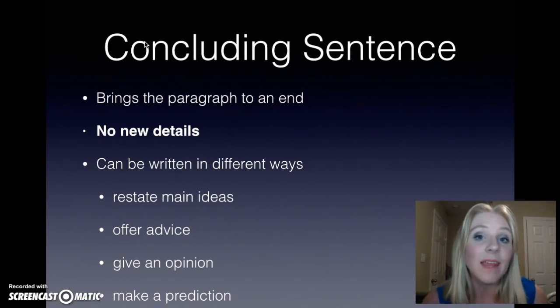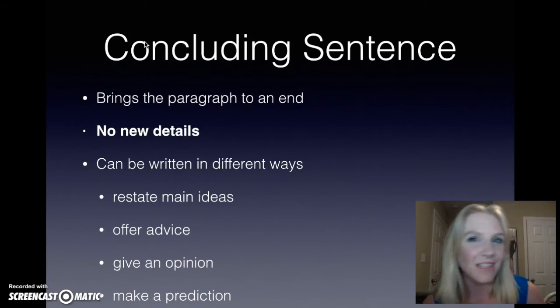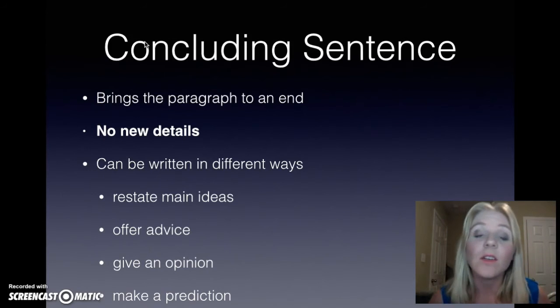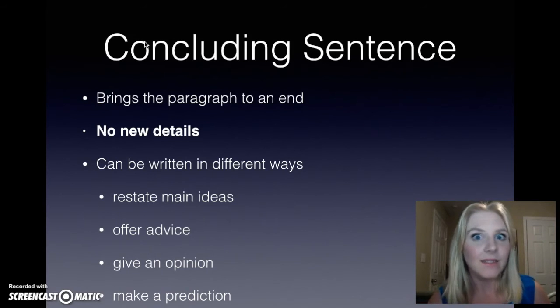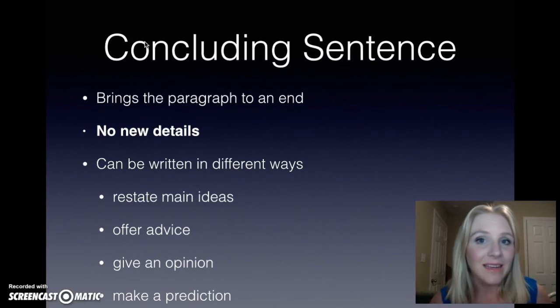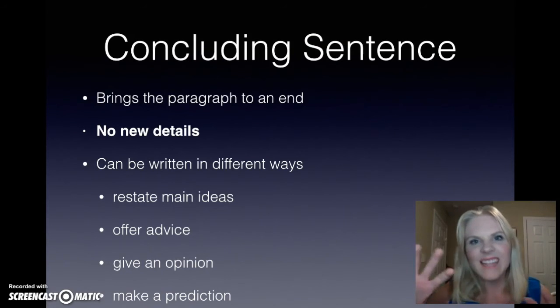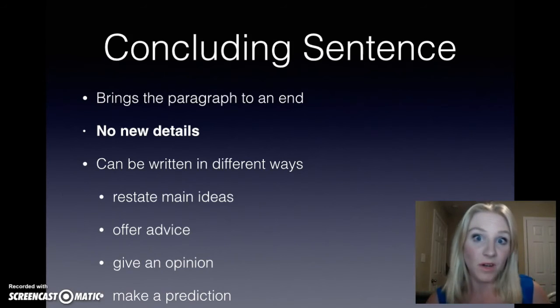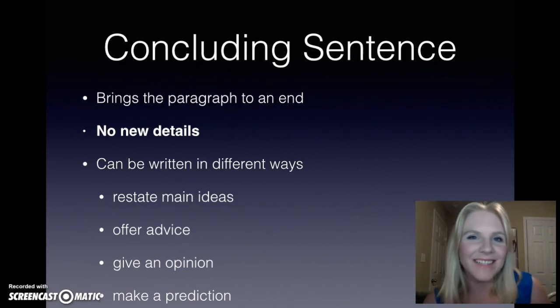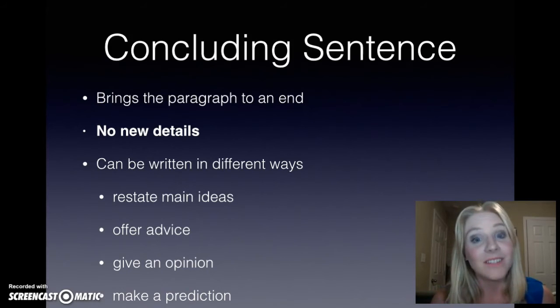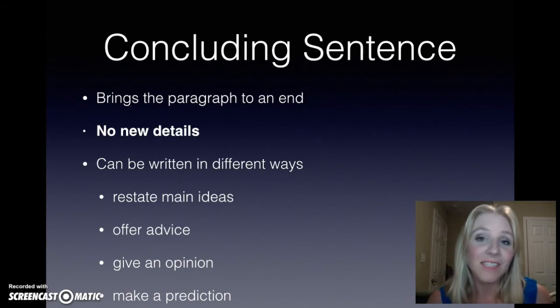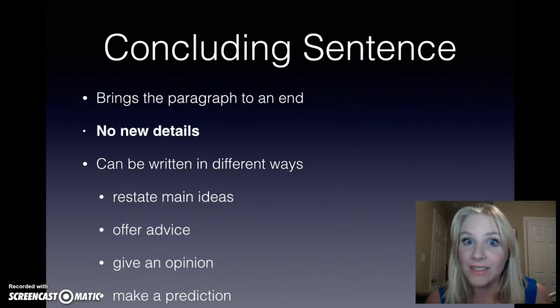Now, restating the main idea is usually one of the easier ways that you can create a concluding sentence. Remember, when we talked about topic sentences and topic and controlling idea, now when you restate the main idea as your concluding sentence, you only have to take those ideas and say them again, but in different words. If we say them again using the exact same words, our reader's going to get really bored and we might lose their attention, and that's not what we want to do.